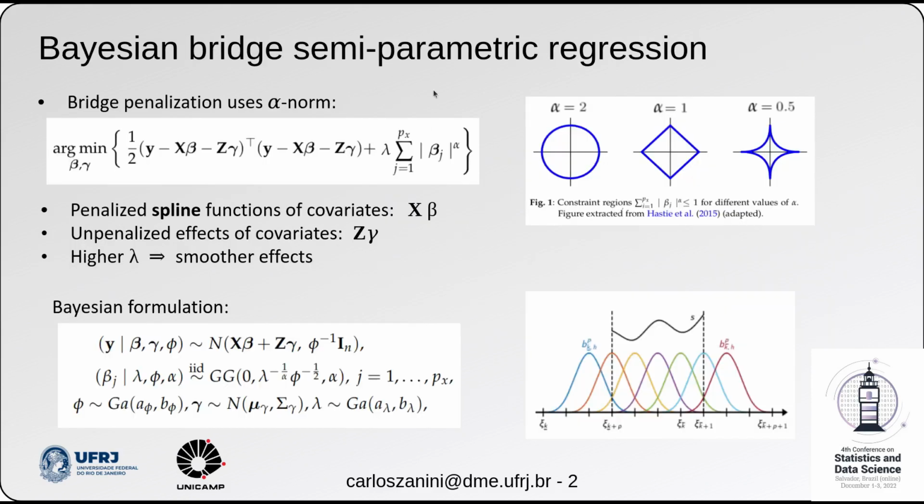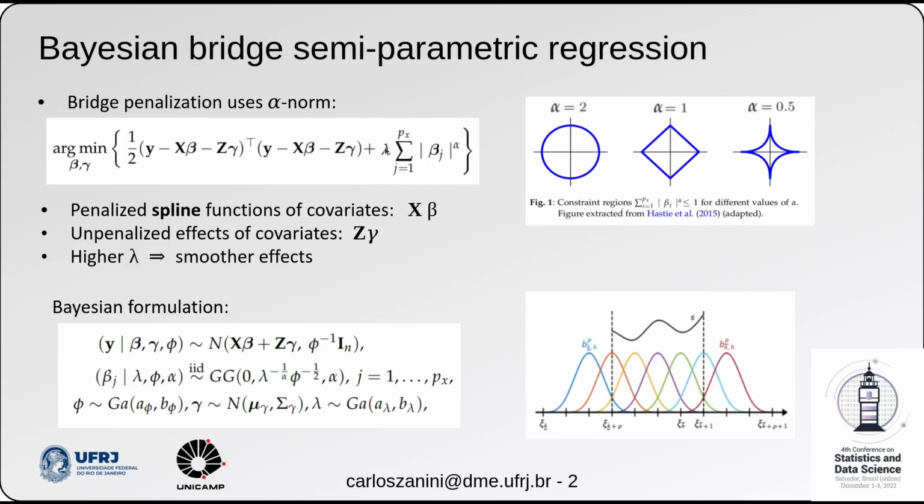In Bayesian Bridge semi-parametric regression, we have a Gaussian likelihood for y in a regression form explained by covariates x and z, where z, gamma, represent the unpenalized effect of covariates, while we have a penalized spline function of covariates represented by x beta. So we have it here and here.